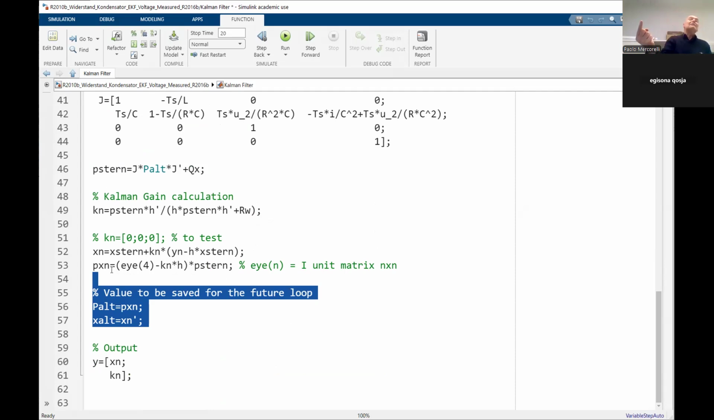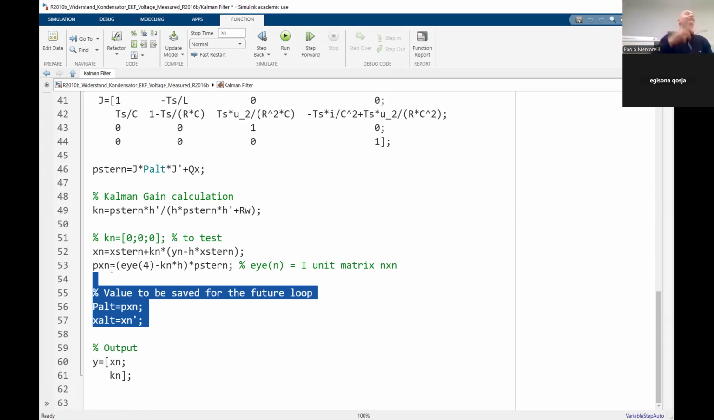I pass, or I save the value pxn or xn, basically what I calculated for the a posteriori error covariance, what I calculated for the estimated state, for the next one. This is the concept connecting with the persistent. Persistent. Tamo, you probably already knew this. Persistent and so on.